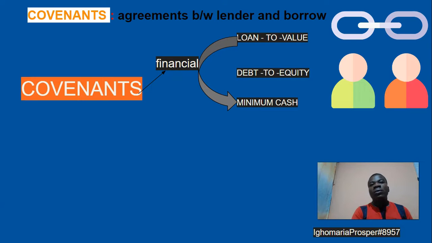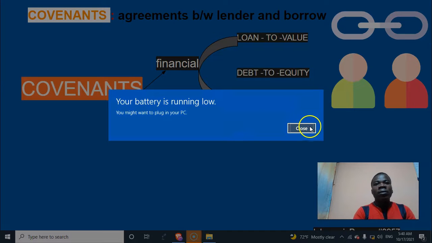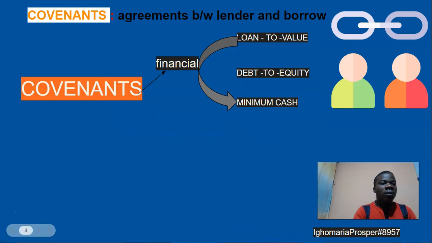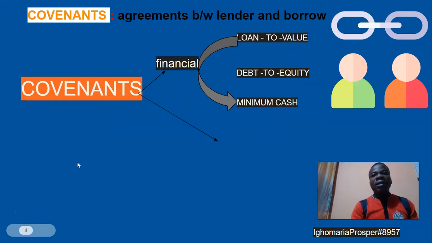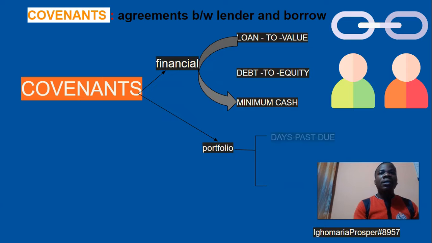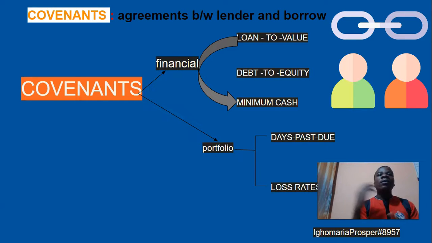And then we'll talk about the minimum cash that a company is supposed to have on the balance sheet at every point in time. How much is the company supposed to have in their accounts all through the period of the loan? These are things that are supposed to be put there. Then we'll have the likes of portfolio covenants. What is the days past due? Things like loss rates. If the company is at a loss, it's not supposed to exceed so percent during the time of this loan, because you don't want to be at risk.